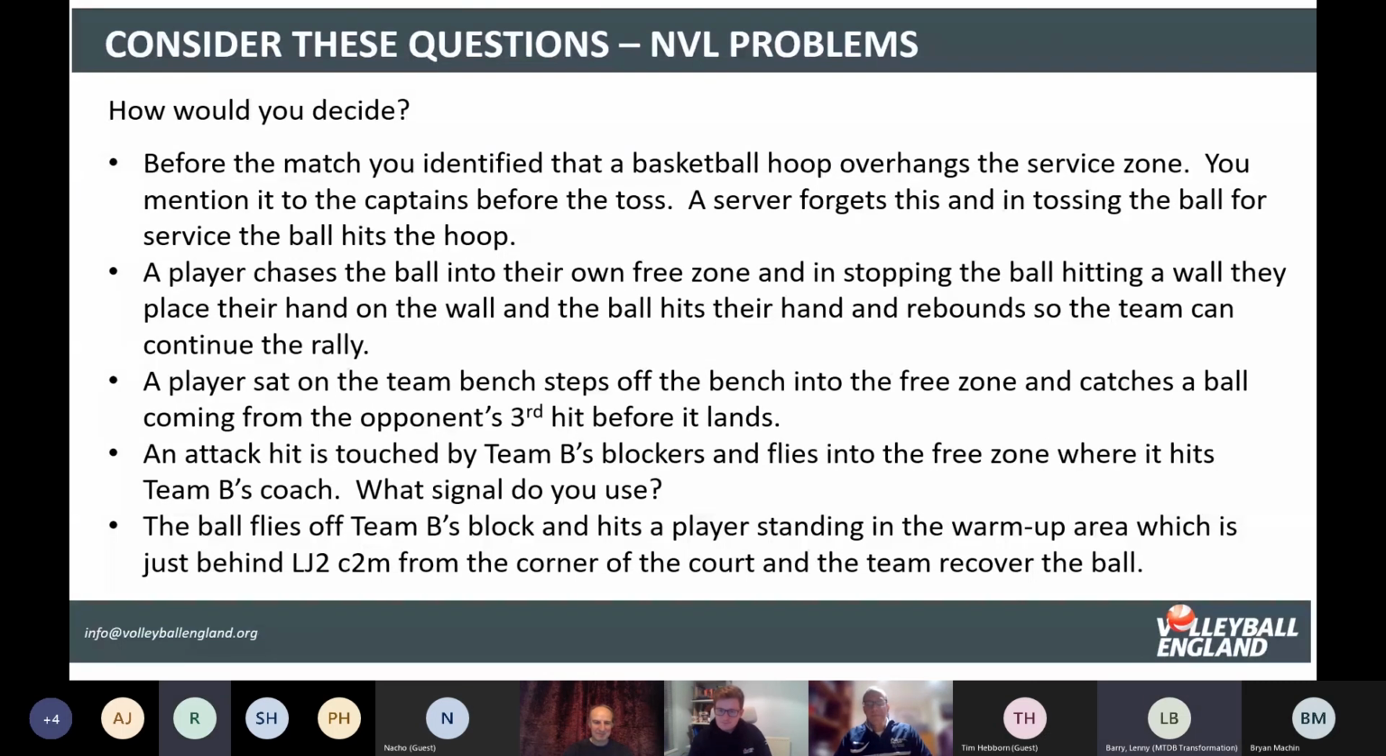I would say they were taking assistance from an external object, so it's a foul. Okay. If they just played it off the hand, fine. The fact the hand was on the wall, they're taking assistance from that wall, in effect, to give them the rebound.